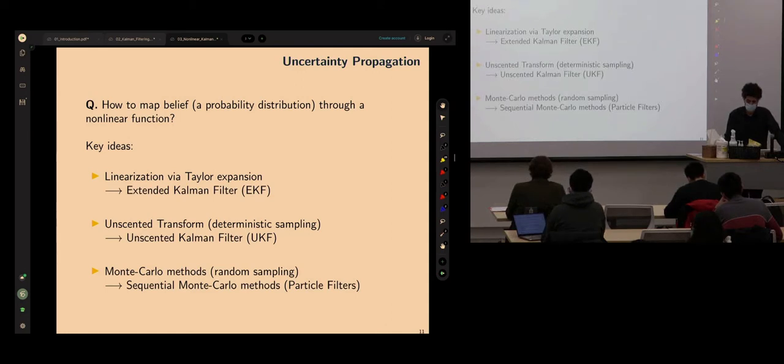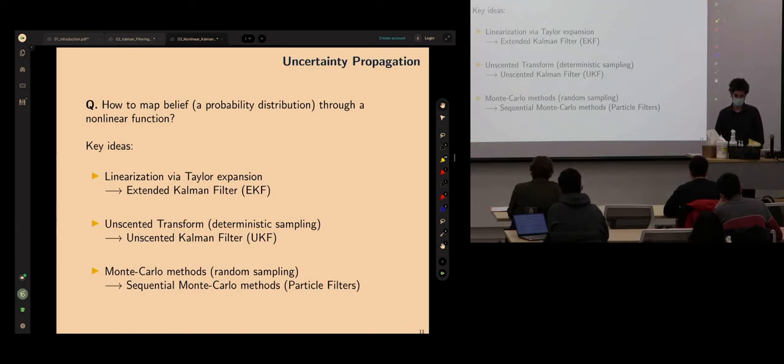Excuse me, Professor. So what do you mean by how to map belief distribution through a nonlinear function? Because I think the extended Kalman filter is a linear function. And the last two methods are sampling methods, and they can be nonlinear according to the given motion model. So the first method should be a linear function.